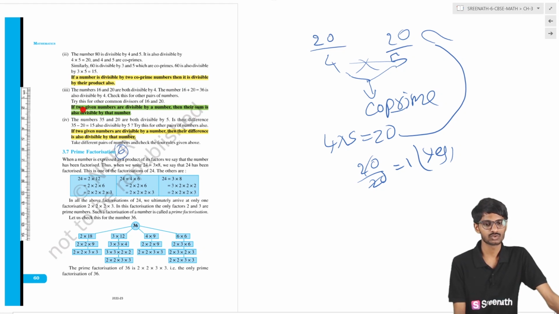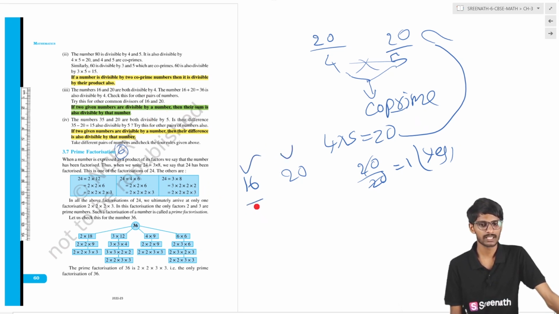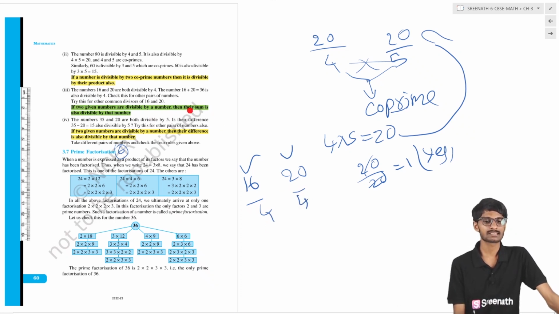And what is the next thing? If two given numbers are divisible by a number, then their sum is also divisible by that number. Suppose we take two given numbers, 16 and 20. These are the given numbers. Suppose they are divisible by a number, what is that number? 4. Then their sum is also divisible by that number.